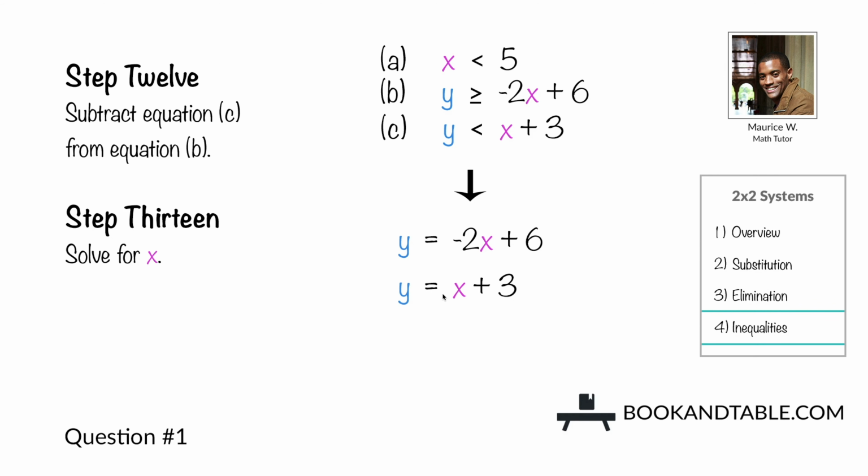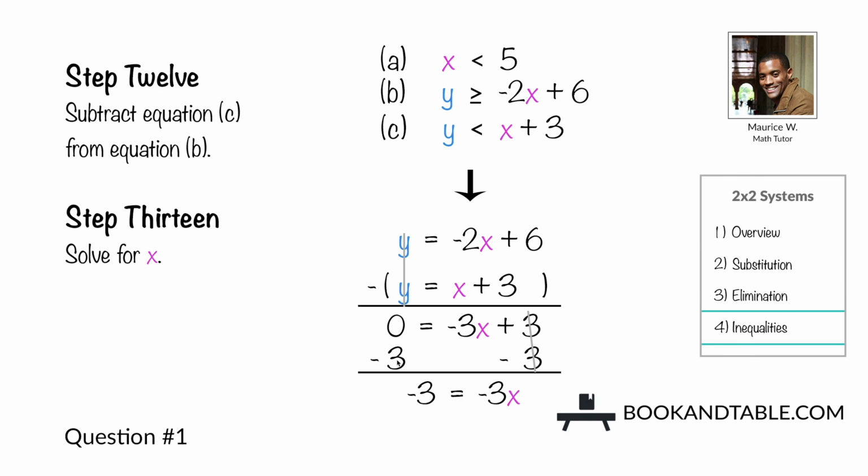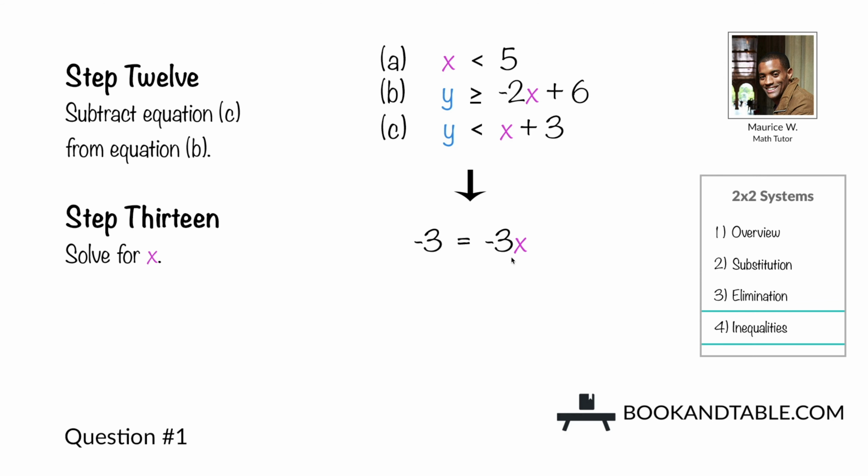And we'll subtract equation C from equation B so that we can cancel out our y's, giving us y minus y, which is 0. Negative 2x minus x is negative 3x, and 6 minus 3 is 3. To solve for x, we'll subtract 3 from both sides, giving us negative 3 is equal to negative 3x. And to get rid of the coefficient negative 3, we'll divide both sides by negative 3, giving us x is equal to negative 3 divided by negative 3, which is 1.